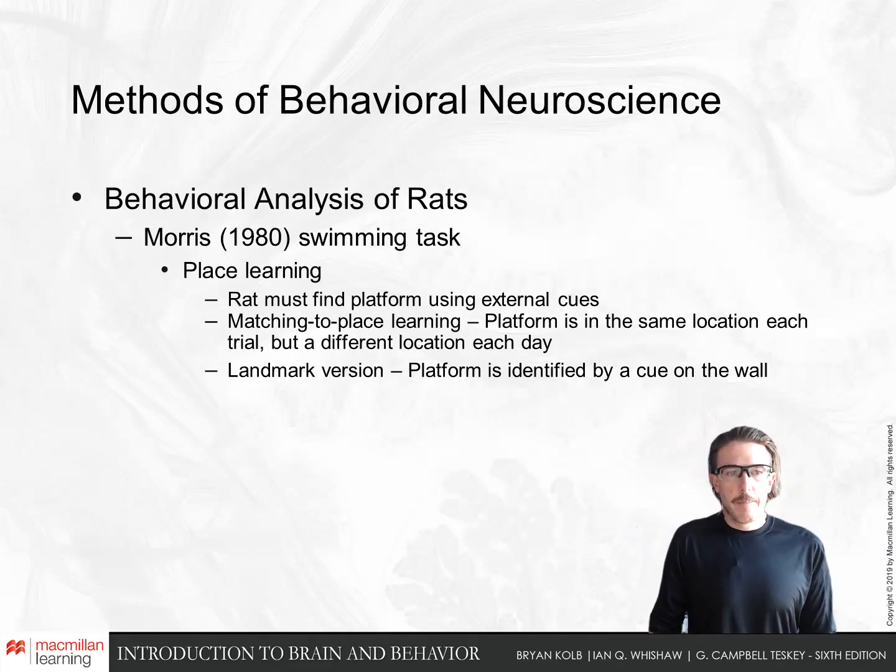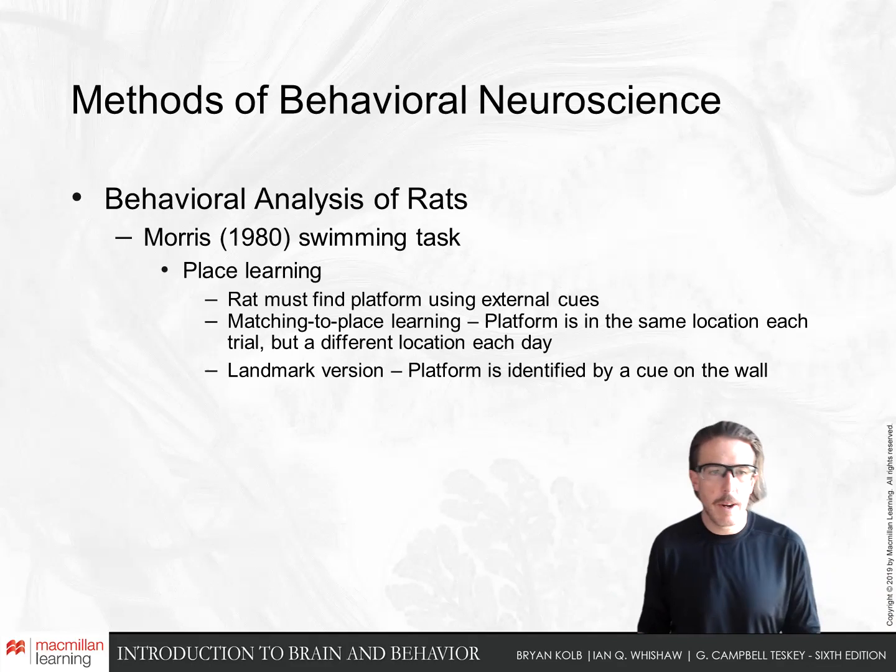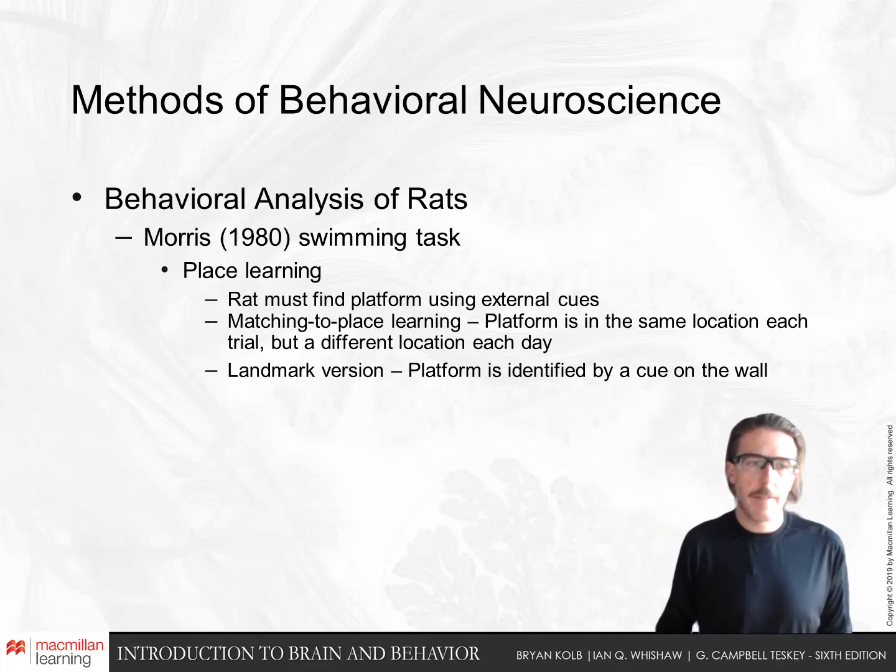So for instance, in a place learning task, the rat has to learn where this platform is in the milky water. In the most simple task, the rat uses the cues around the room to learn where the platform is. We'll see some pictures on the next slide.